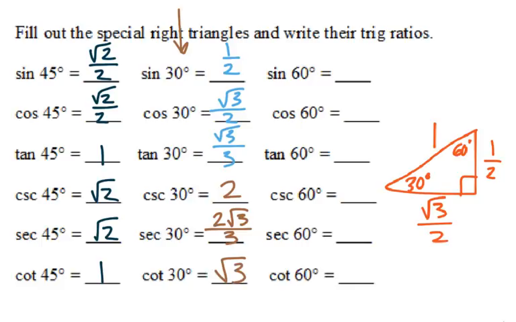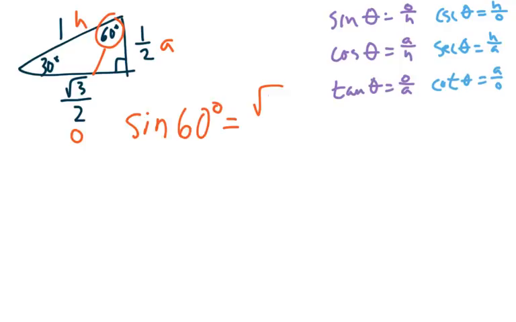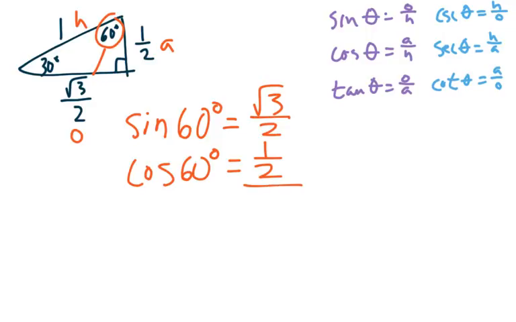Okay? Now let's do the 60 degrees. So now we're based off the 60 degree angle. So now this is the opposite, this is the adjacent, 1 is still the hypotenuse. So the sine of 60 degrees now is square root of 3 over 2 over 1, which we simplified as square root of 3 over 2. And the cosine of 60 degrees equals the adjacent side 1/2 over the hypotenuse 1, which we simplified to 1/2.